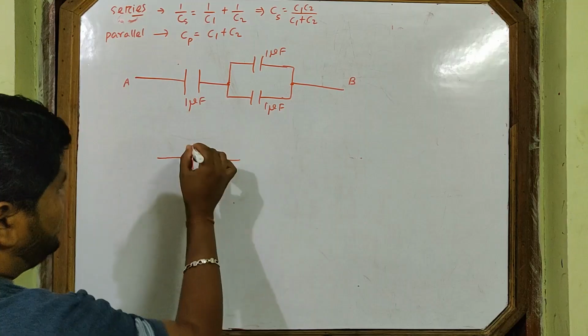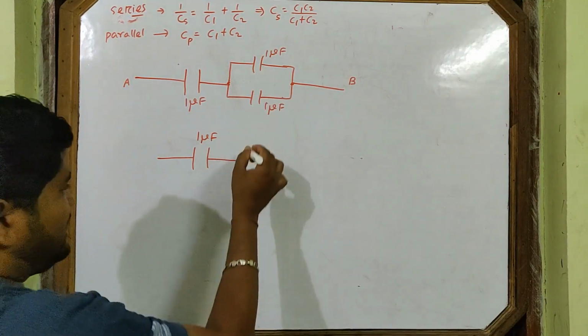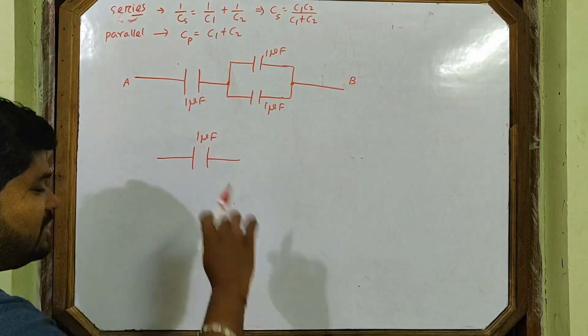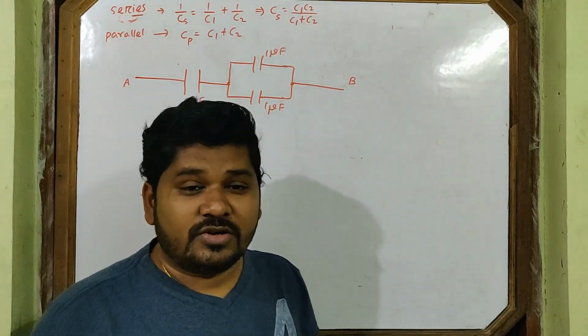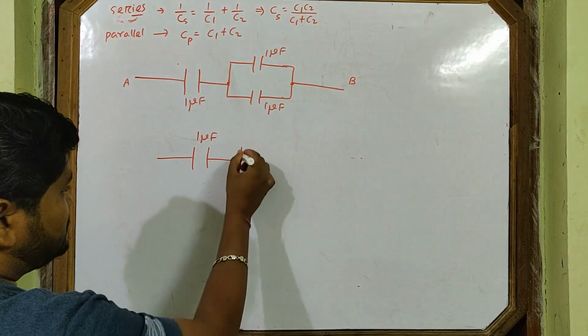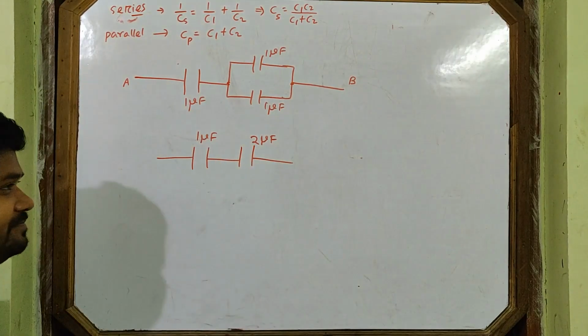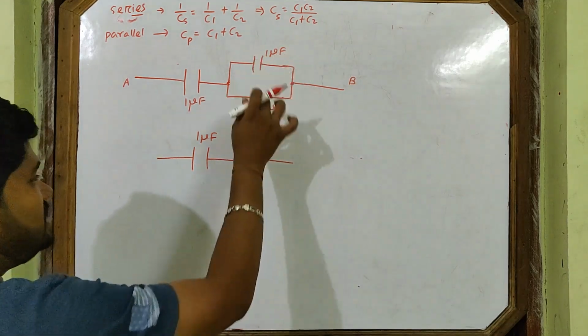I am just redrawing the diagram now. Let's redraw this one, making it simple. 1 microfarad, 1 microfarad. As they are parallel, what is the total capacitance? Parallel formula: C equals C1 plus C2. So this is 2 microfarad. 1 plus 1, 2 microfarad.